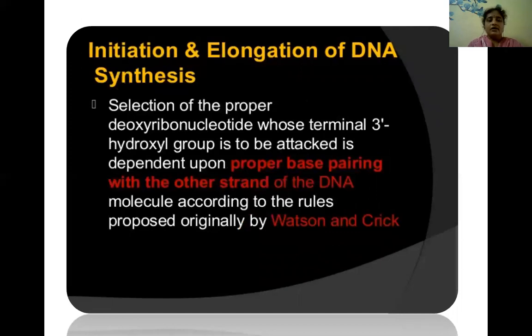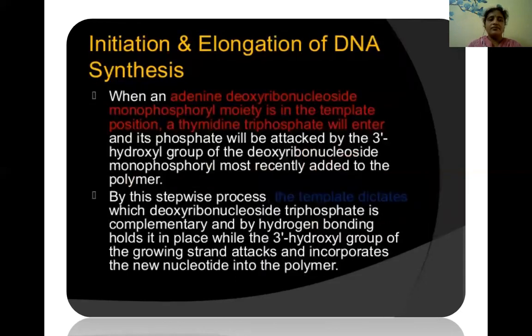Next, selection of the proper deoxyribonucleotide whose terminal 3' hydroxyl group is to be attacked is dependent upon a proper base pairing with the other strand of the DNA molecule according to the rules proposed by Watson and Crick.